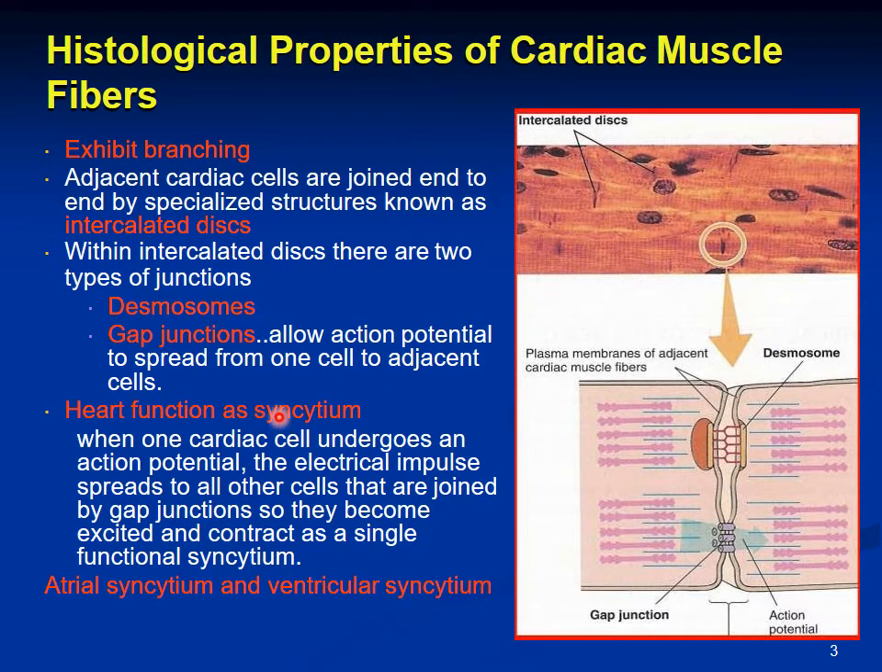The heart functions as a syncytium, as one unit. When one cardiac cell undergoes an action potential, the electrical impulse is spread to other cells that are joined by gap junctions. So they become excited and contract as a single functional syncytium. Syncytium means a unit, a system. We have two types of syncytium, atrial and ventricular.